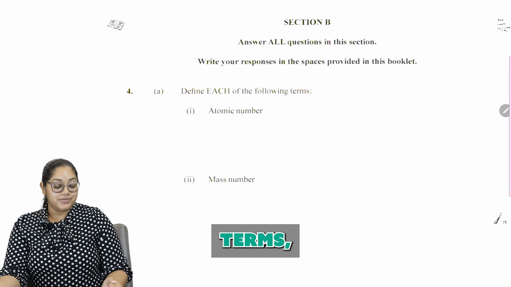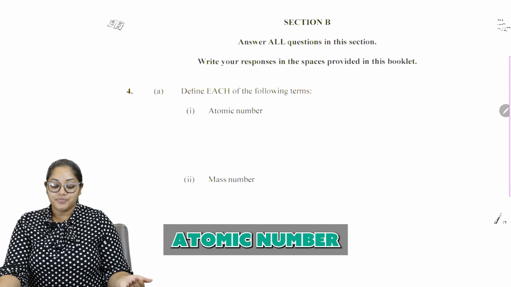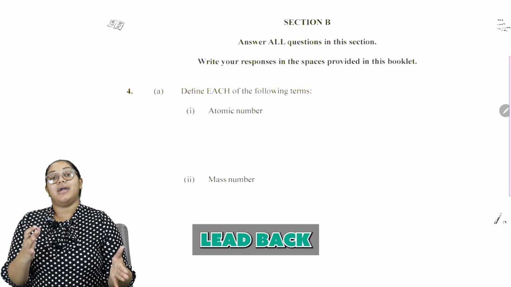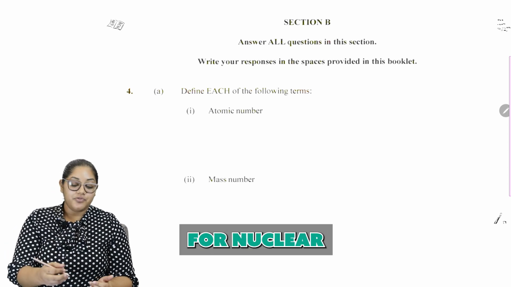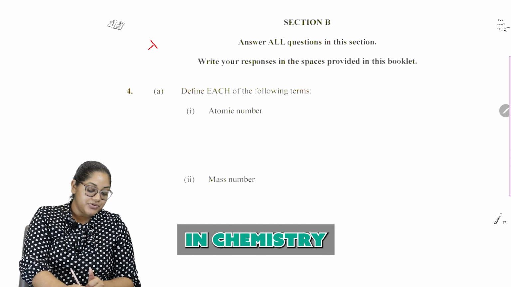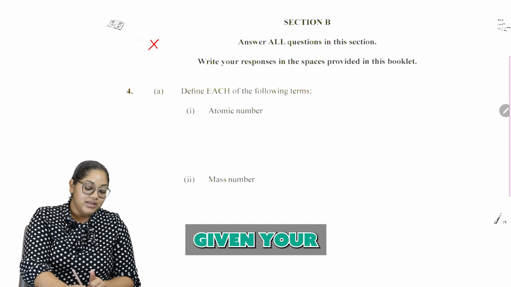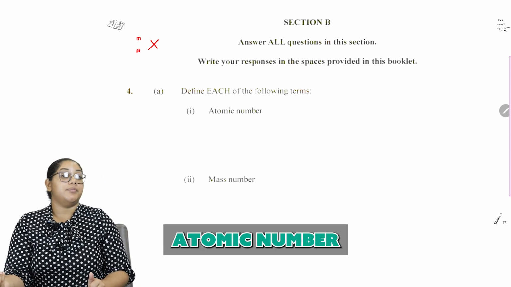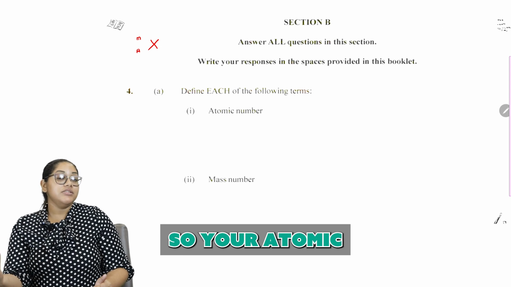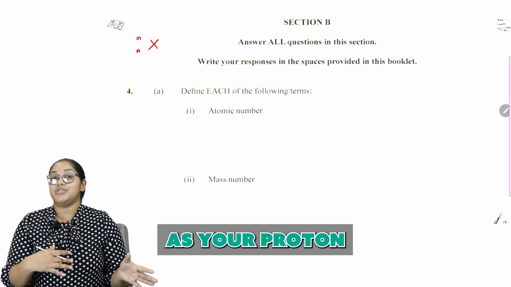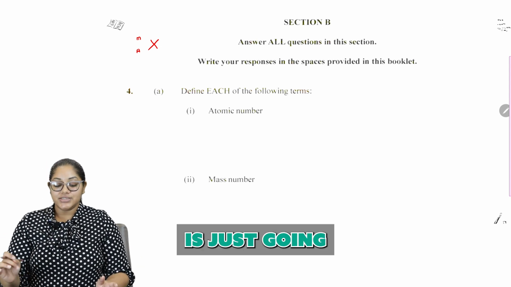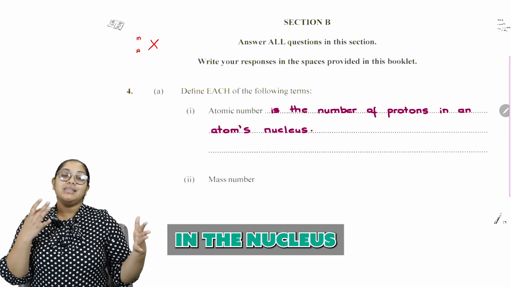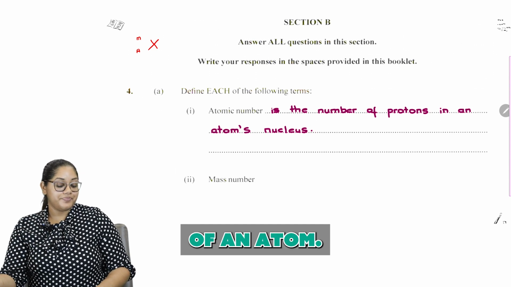Define the following terms: atomic number as well as mass number. So this is going to lead back into nuclear notation. For nuclear notation in chemistry, we are given your mass number on top and the atomic number below. So your atomic number, also known as your proton number, is just going to indicate the number of protons in the nucleus of an atom.